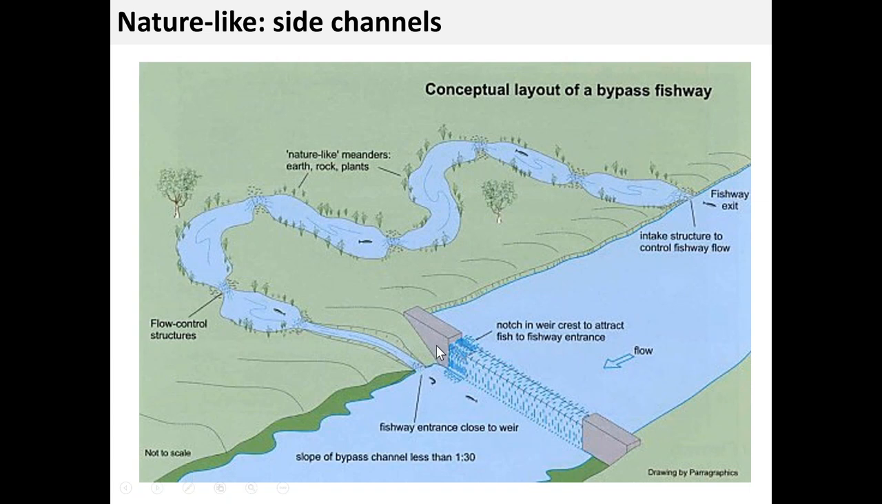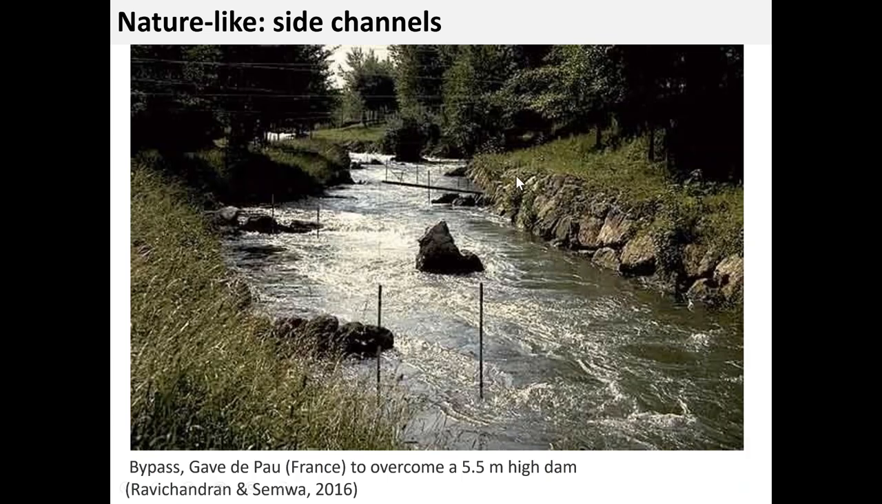Okay, so basically, you don't try to overcome the barrier at the barrier location. You simply build a side river, which, as I said, can also double as an additional habitat for spawning, nursery, or both. This is the appearance of one of these side channels. It looks exactly like a river. This is in France, and this one in particular was built to overcome a 5.5 meter high dam. As you can see, after some years, additional habitat has been created.